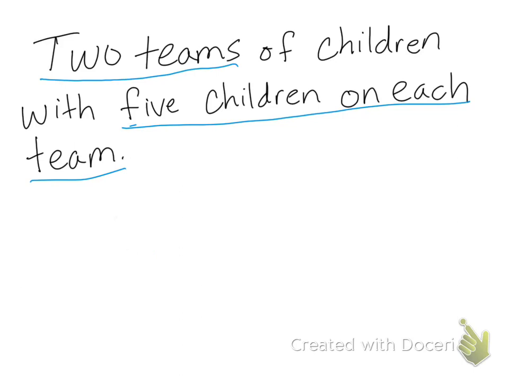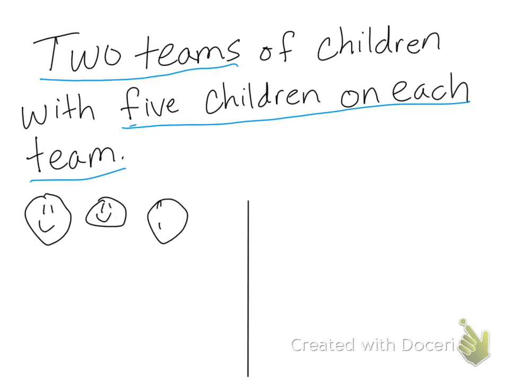So if I want to show this, I would draw a picture. Okay. So I'm going to show the 2 teams by dividing my paper in half. So I have a team on the left and a team on the right. Okay. And then I'm going to draw children, and I'm going to use a smiley face to show each child. So the team on the left has 5 children. 1, 2, 3, 4, 5. Okay? And team on the right also has 5 children.